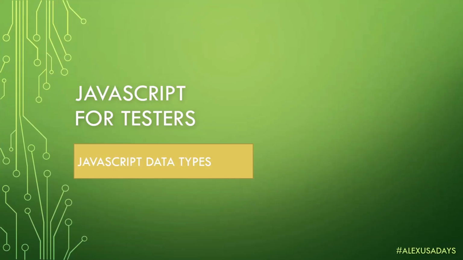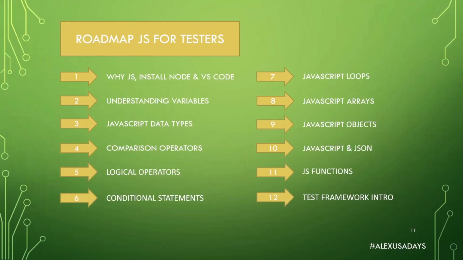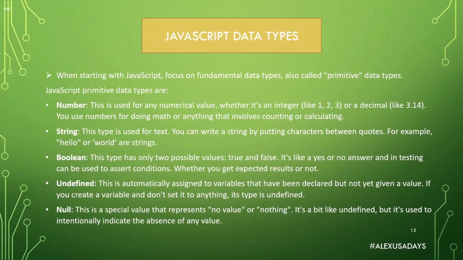Hey everyone, this is alexusadays, and today we're going to talk about JavaScript data types. So this is module 3. After covering the JavaScript data types, we'll go into comparison operators. When starting with JavaScript, focus on fundamental data types, also called primitive data types.